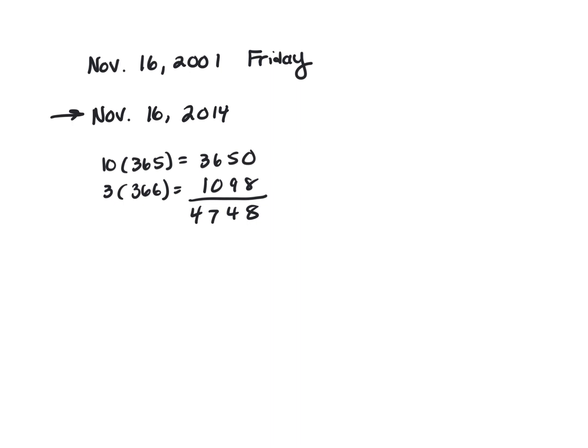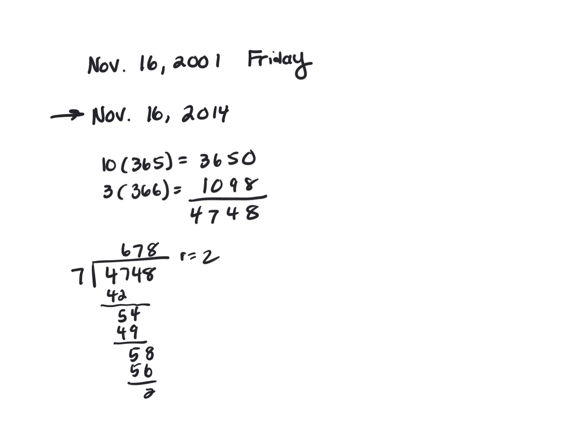Now let's figure out how many weeks are in that, because that's the number of days. So if I divide 4748 by 7, because there's 7 days in a week, 6 times 7 is 42. Draw my line, subtract. 5, bring down the 7. 7 times 7 is 49. Subtract. 5, bring down an 8. 8 times 7 is 56 with a remainder of 2. So it's going to go through here 678 times with a remainder of 2.